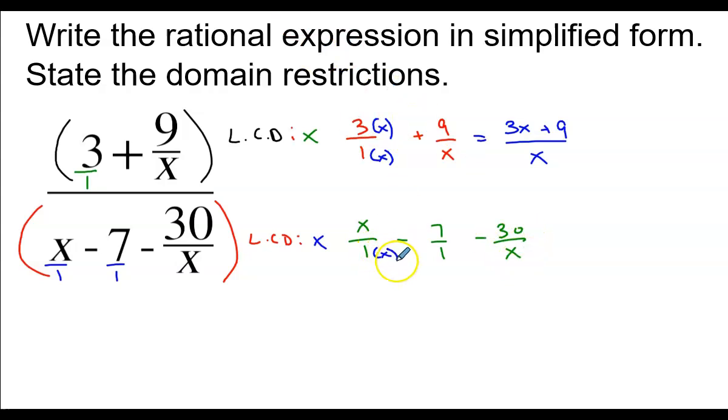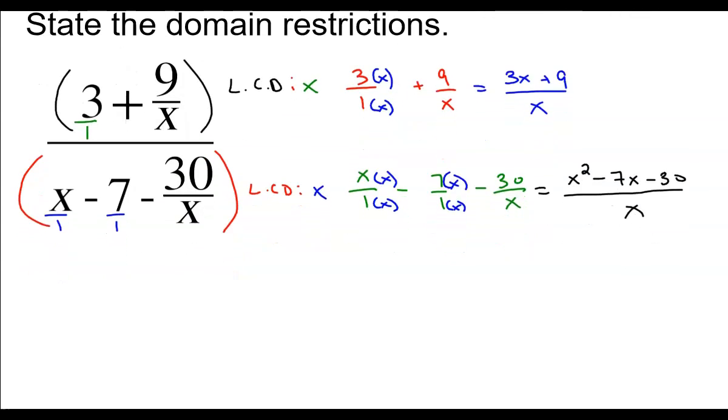The second one is x over 1 minus 7 over 1 minus 30 over x. First fraction is missing an x, so I'm going to multiply both numerator and denominator by x. Second fraction, 7 over 1, is also missing an x, so I'm going to multiply both again, numerator and denominator by x. And when I simplify all this, I get x times x, which is x squared, minus 7x, minus 30, all over x.